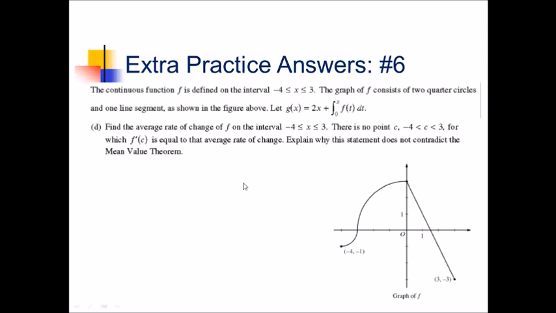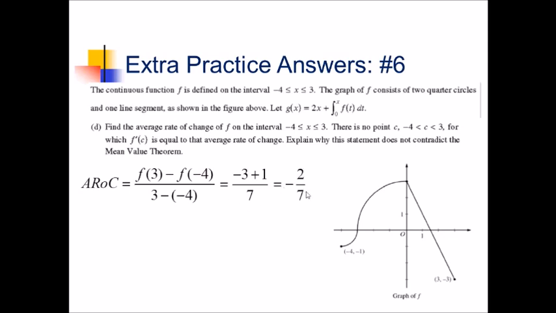So we have f of 3 minus f of negative 4 over 3 minus negative 4. F of 3 is negative 3. F of negative 4 is negative 1. So we have then negative 3 minus negative 1, so plus 1, all over 3 plus 4, which is 7. Grand total of negative 2 over 7, but you didn't actually need to simplify that.